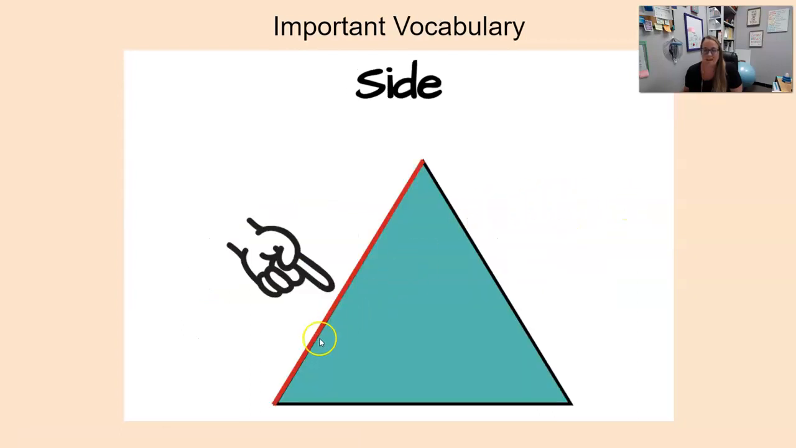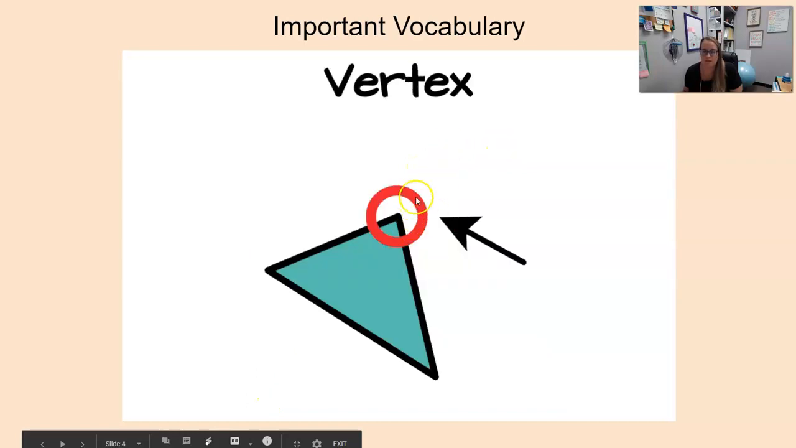The next word we have is side. So I know that Miss Grimes talked to you last week about different shapes. Does anybody remember what this one's called? I hope you said triangle, because that's what it is. It's a triangle, and a triangle has 3 sides. 1, 2, 3. We're going to talk some more about that this week also. But this is a side, and that's an important thing to know. And it's also a straight side. It's not curvy.